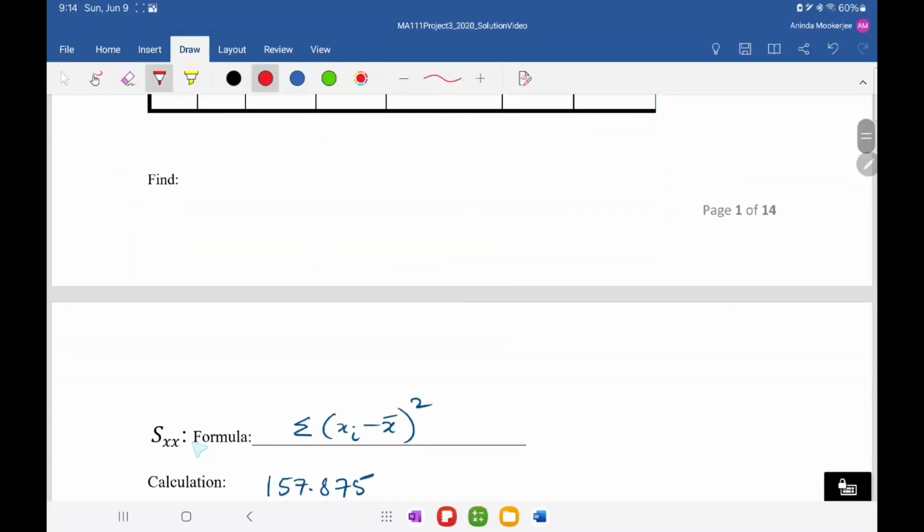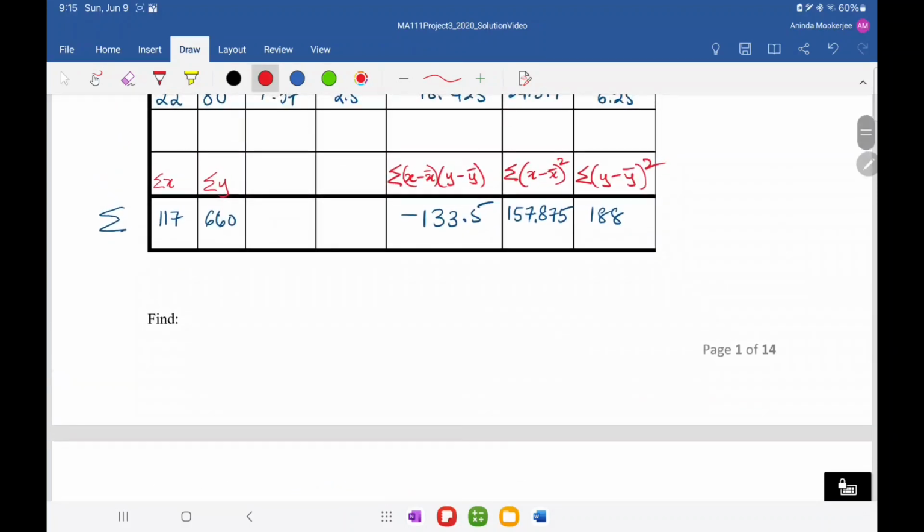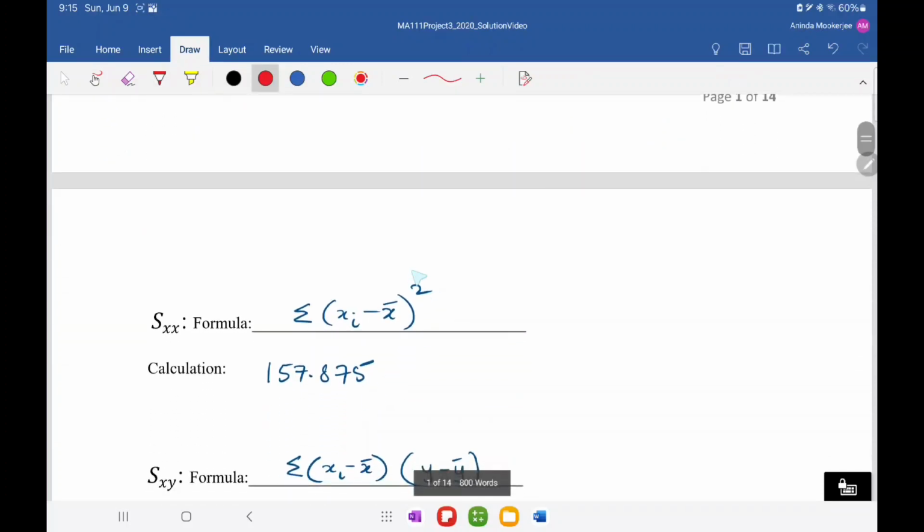All right. So just find s sub xx. S sub xx is sigma x sub i minus x bar squared. That's the formula. Again, these formulas will be given to you in your formula sheet or on your test on the question paper. So 157.875. At this point, there's nothing to plug into the equation. You've done all the work on the table. All right, so just pick up the value from the last row, 157.875, and that's what you write down here.